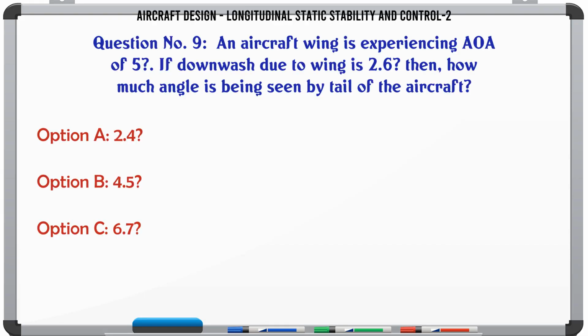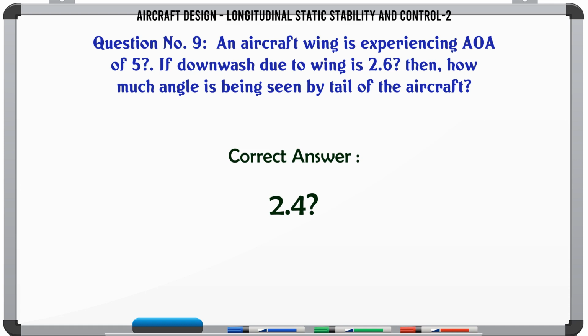If downwash due to wing is 2.6, then how much angle is being seen by the tail of the aircraft? A: 2.4, B: 4.5, C: 6.7, D: 1.23. The correct answer is 2.4.